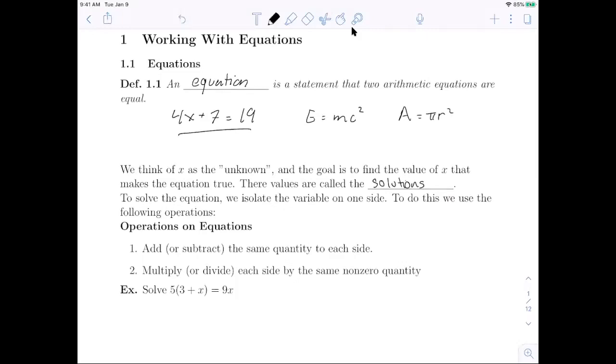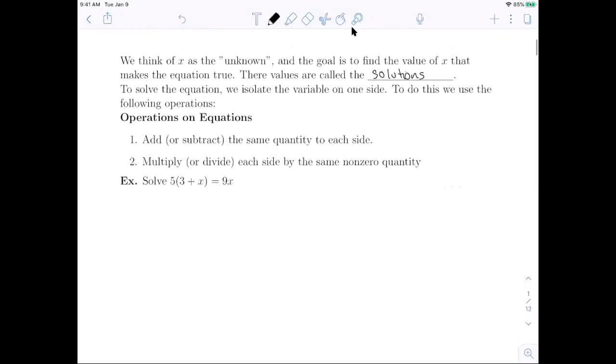Okay? So if we're asked to solve 5 times the quantity 3 plus x equal to 9x, I want you to tell me what the first step would be. People online can write in the chat, turn on your audio. Might scare me, but we're fine. All right. Malik? You would distribute the 5? Yeah, me too.